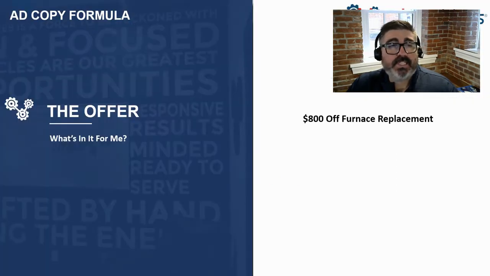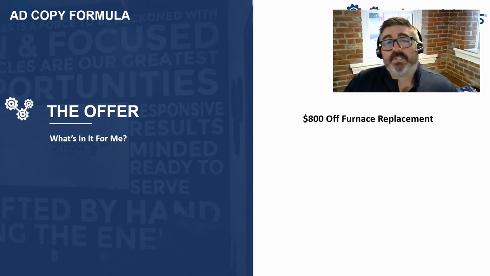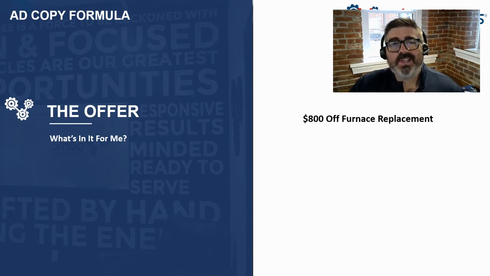So the first thing is the offer, right? It's very important that we have an offer. What's in it for me? So in this case, we have $800 off furnace replacement. So there are two things you want to do with the offer. Number one, it has to be compelling enough. There are a lot of ads out there, save 100, save 200, save $250. That's really not compelling enough. That's kind of a stock ad that you'll see in the market.